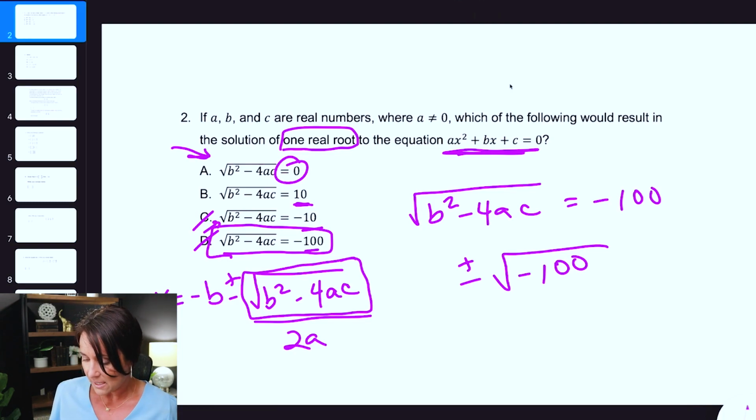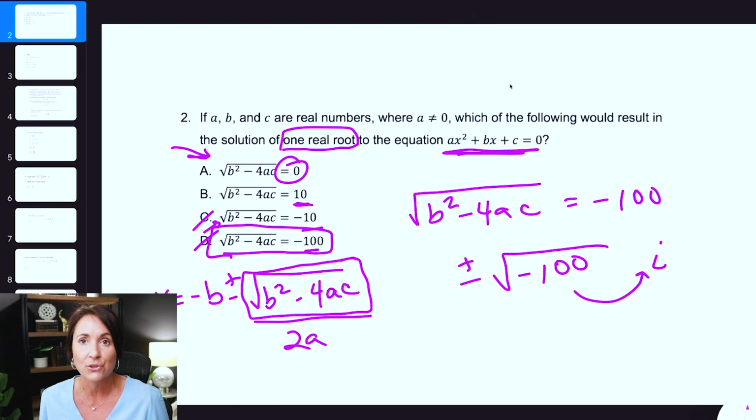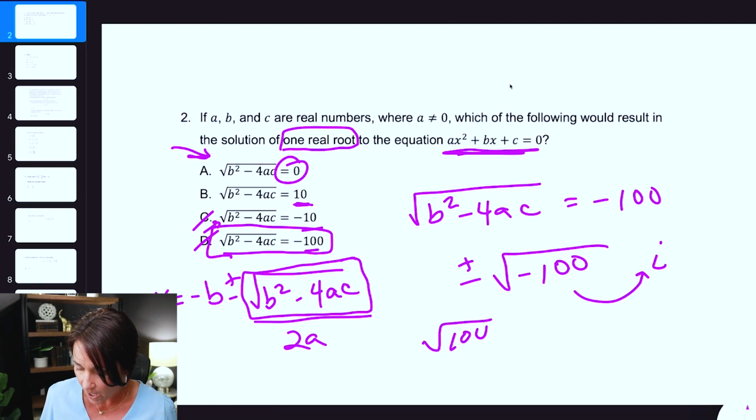So if this is -100, remember what I said, we have to pull out that i, right? Because you can't have a negative number under the radical sign, because it's not real, it's imaginary. When we take out that i, because i equals the principal square root of -1, we're essentially taking out a -1. So now we have the square root of 100 i, and the square root of 100 is 10, so this would be 10i.